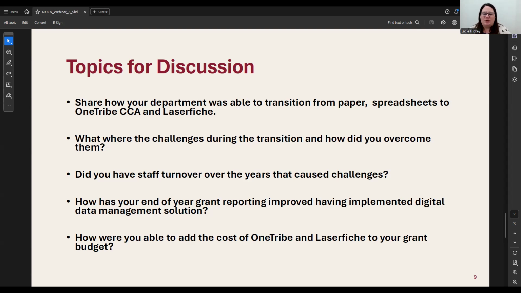But once we get some new CCDF people in our department, I have no issues being able to train them and show them how to use CCA in comparison to what we've used in the past with Tribal Tracker.